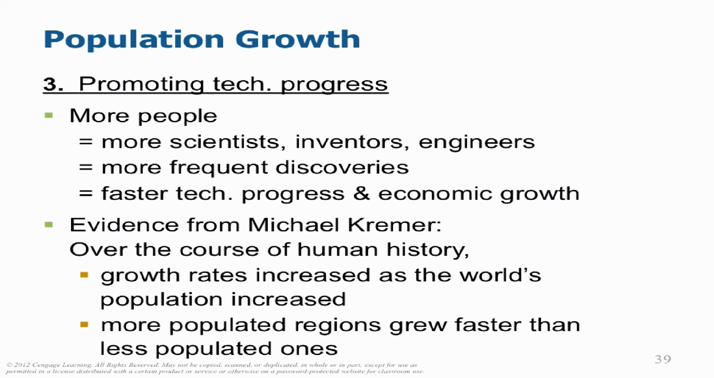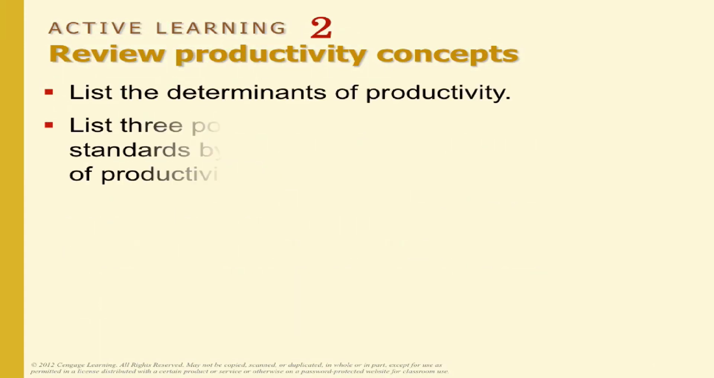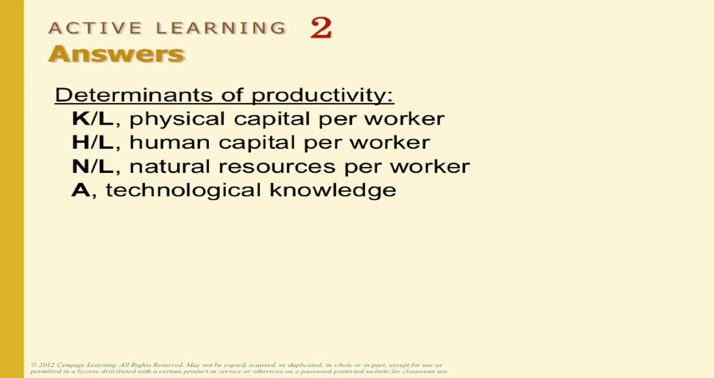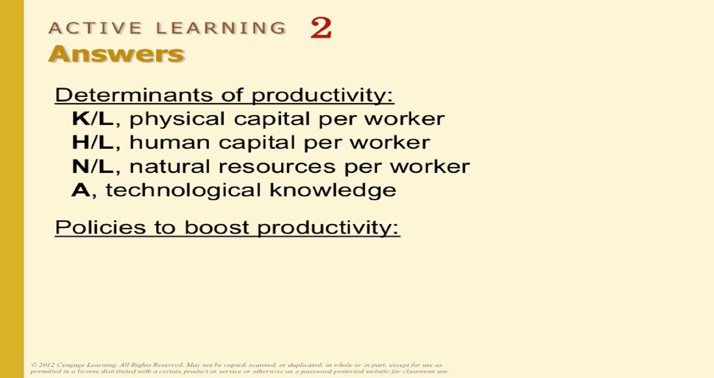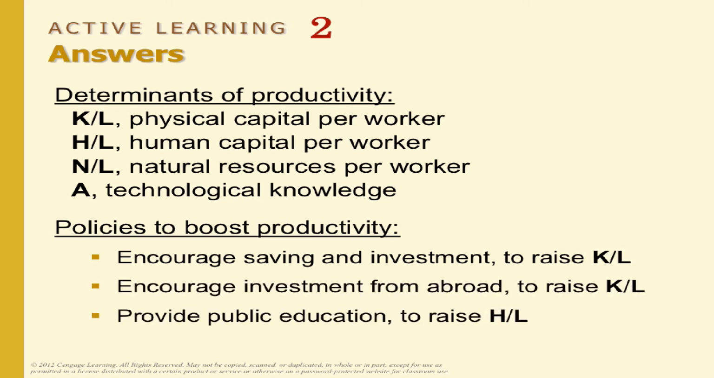It just stopped. Well, yeah. So let's review. List the determinants of productivity. You already had those because you've got the productivity function. This is all review. What can you do to boost productivity? Encourage saving and investing, encourage investment from abroad, provide public education.